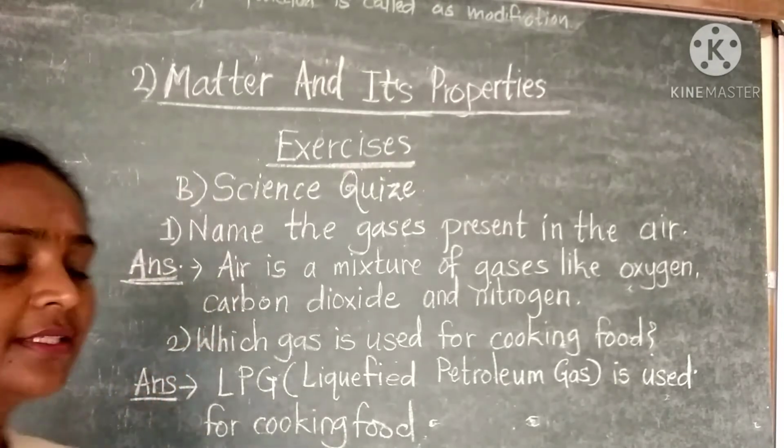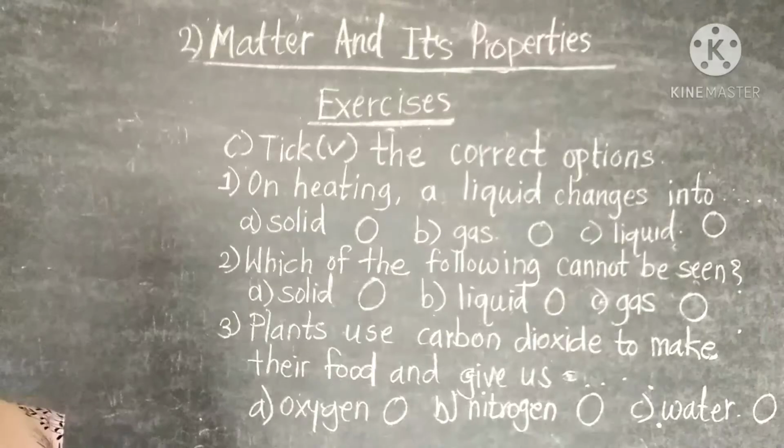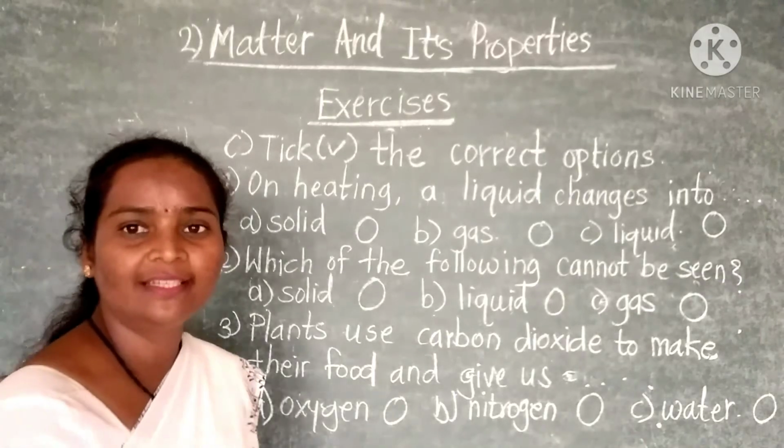How to write the answer? See, once again I will read it. Name the gases present in the air. Answer: air is a mixture of gases like oxygen, carbon dioxide and nitrogen. Second, which gas is used for cooking food? Answer: LPG, liquefied petroleum gas, is used for cooking food. In this way you have to write the answer. Here is the next question, C.